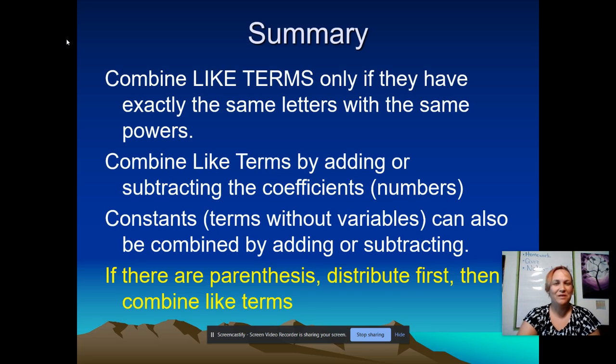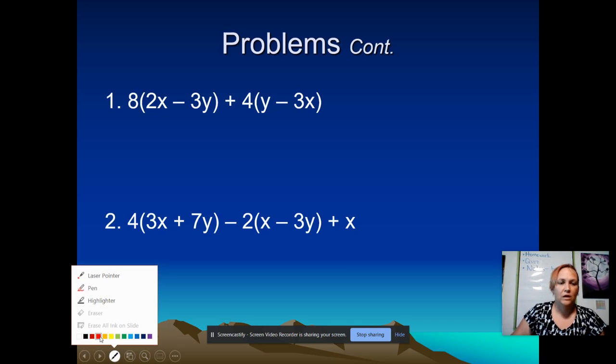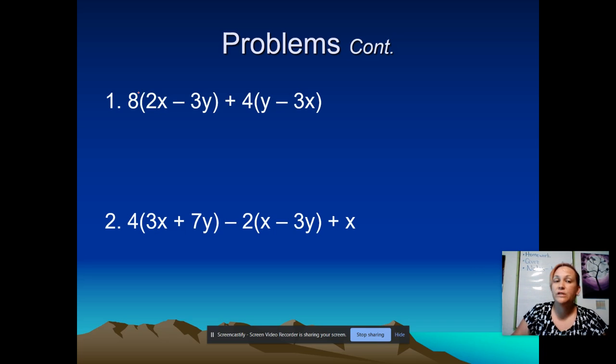All right, let's jump in with some examples. In both of these problems, we have parentheses, which means we're going to have to distribute. Now, hopefully you remember from Friday, when we're distributing, we're taking the number that's right next to the parentheses, and we're distributing it to each term inside the parentheses. Terms, again, are separated by adding and subtracting. So I'm going to multiply the 8 times the 2x, and then I'll multiply the 8 times the 3y. That'll give me 16x and 24y. Notice that the minus sign stayed there.